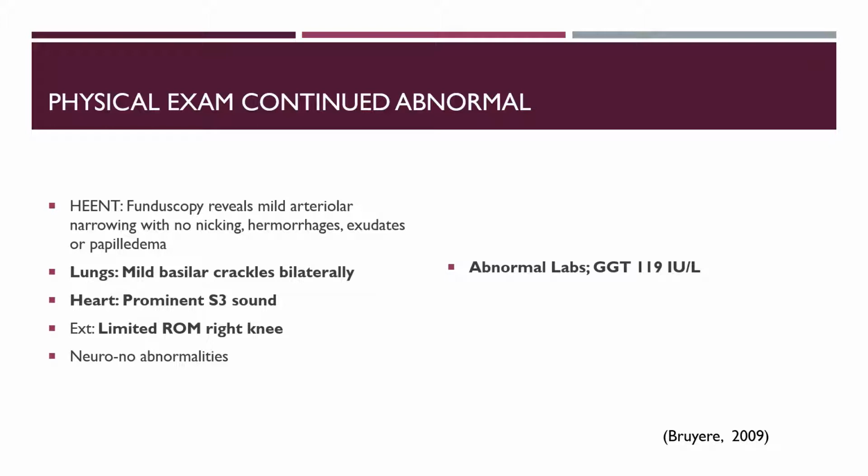Let's continue with the physical exam. What was noticed to be abnormal was his lungs, in which the provider noticed mild bilateral basilar crackles. The provider also heard a prominent S3 sound and noticed limited range of motion in his right knee. An abnormal lab was GGT, which can be indicative of drinking too much alcohol.